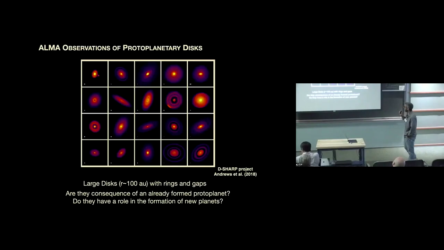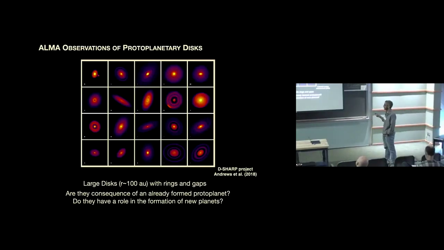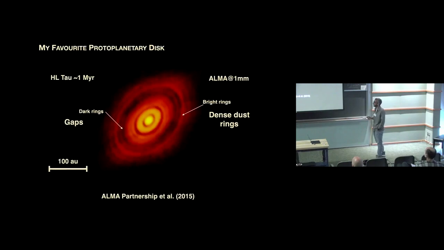So ALMA has in the last years produced these incredible, highly detailed images of a disk. And I think that this is still one of the most important results from ALMA: these large disks, 100 AUs in radius, with rings and gaps are very common. We have been discussing, are they a consequence of already formed planets? Do they have a role in the formation of new planets? And we have focused a lot on these systems.